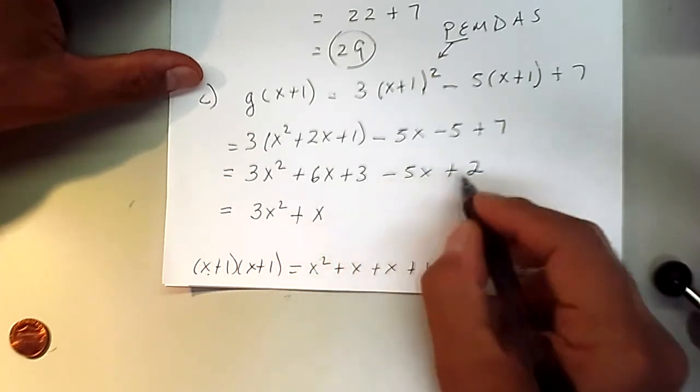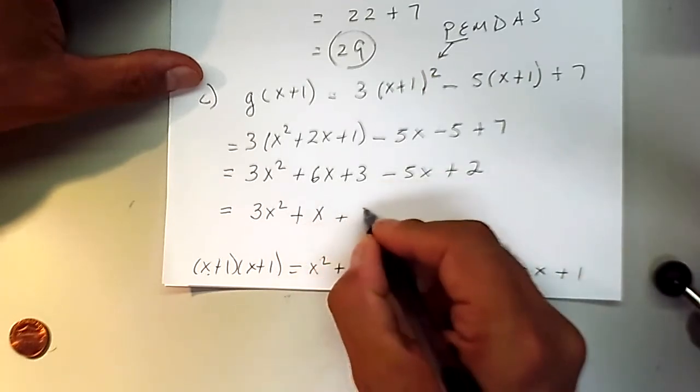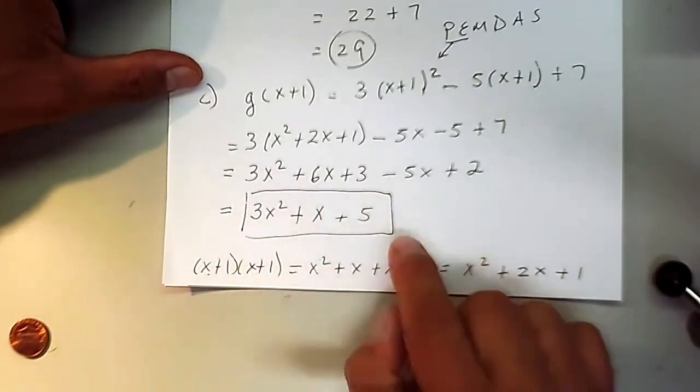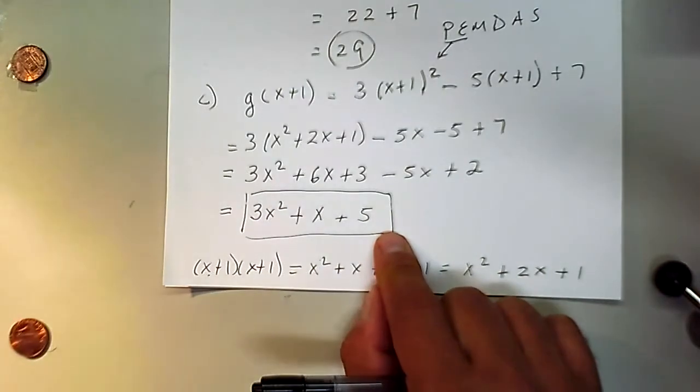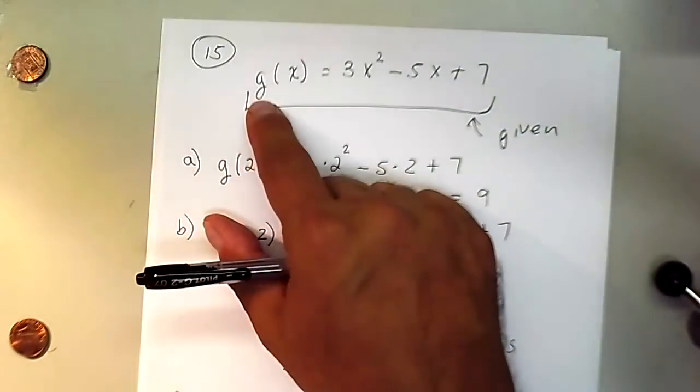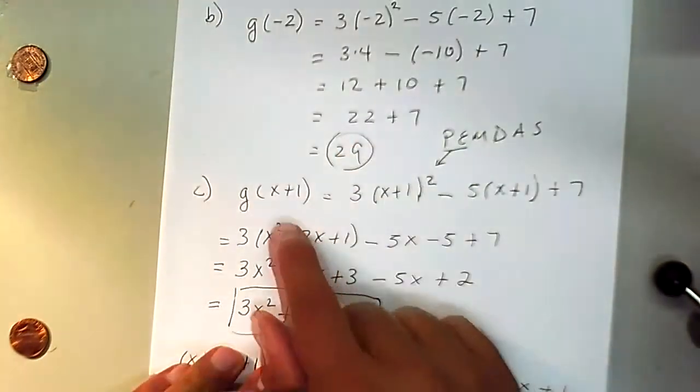And then 3 plus 2 plus 5. So this is the simplified output of g, which g? This g of x plus 1.